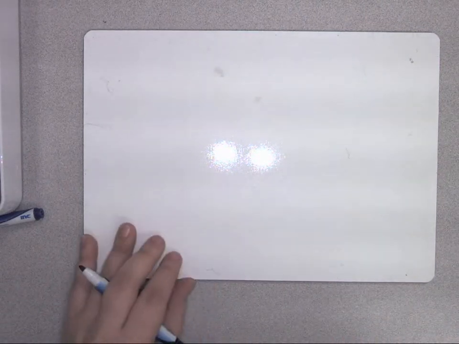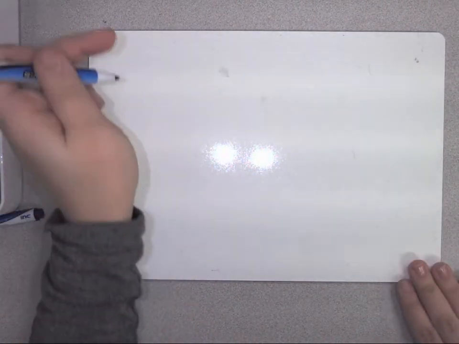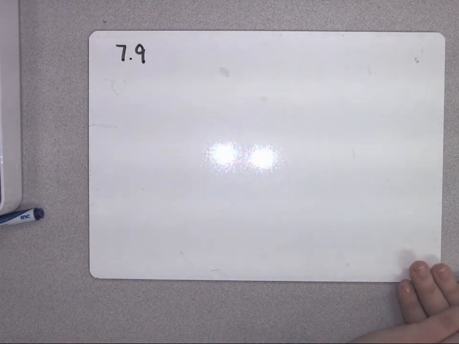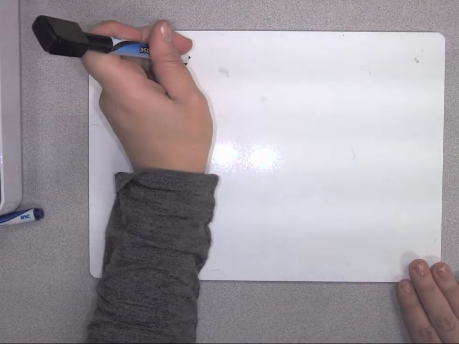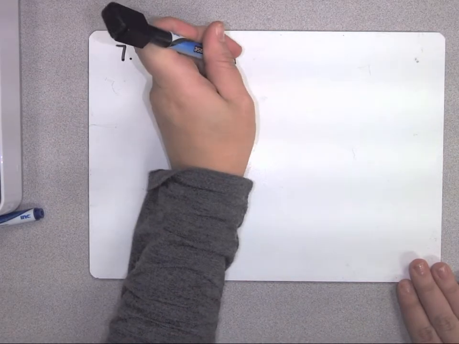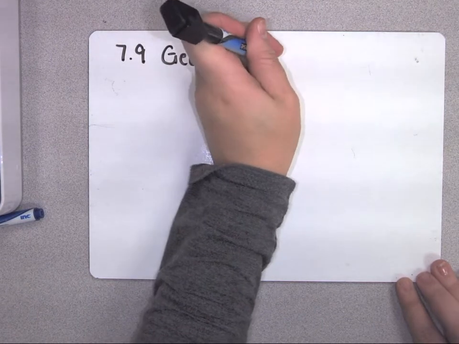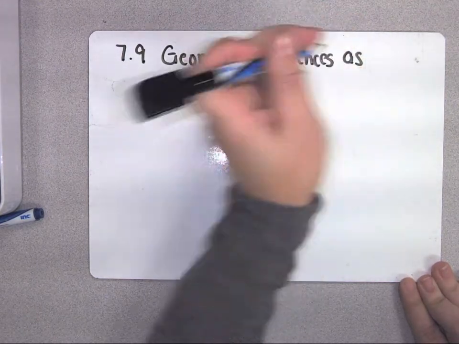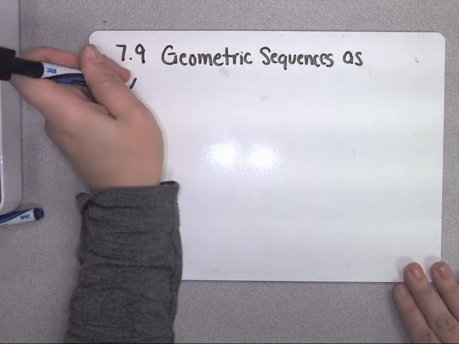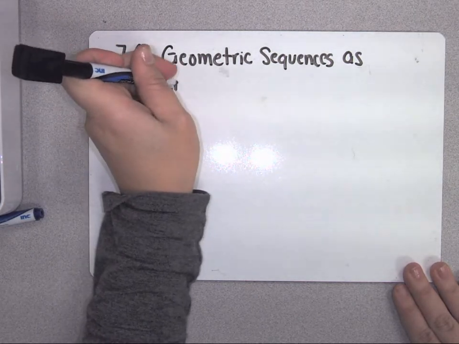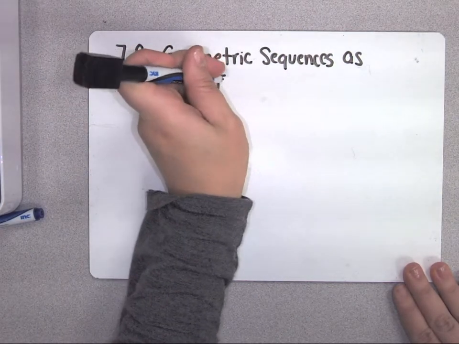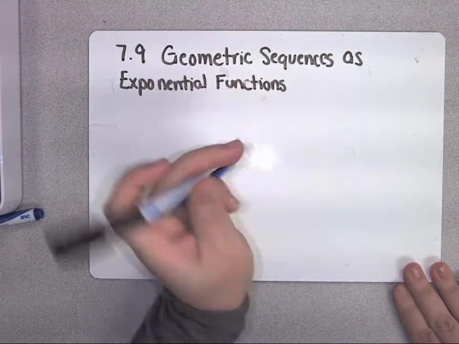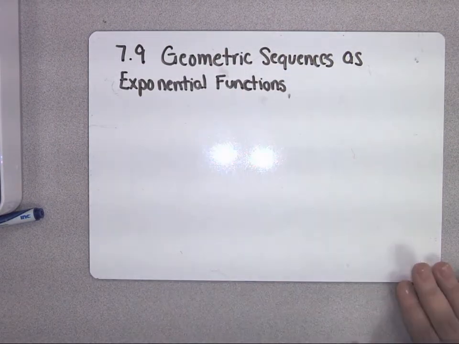Okay, so the topic is 7.9, skipping a few sections. It is called geometric sequences as exponential functions. Really, it's just geometric sequences.